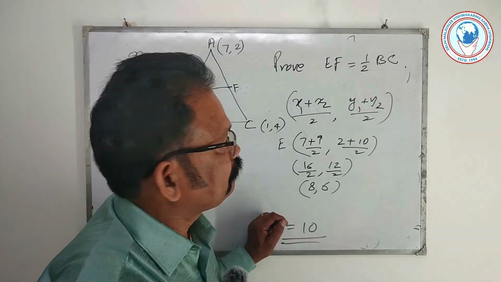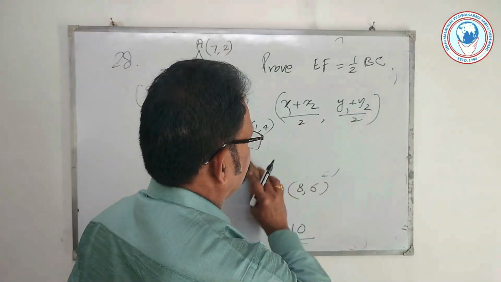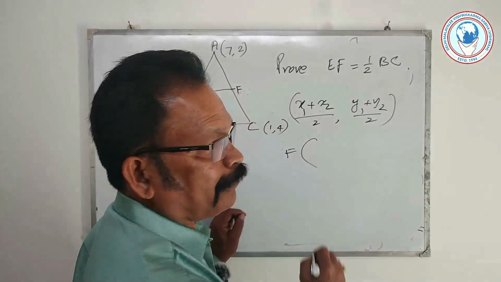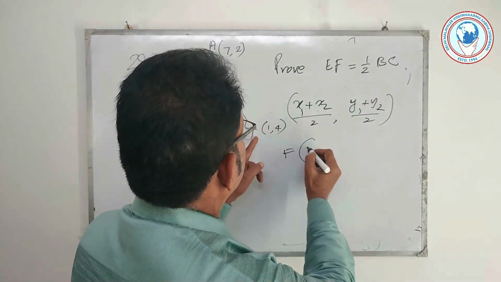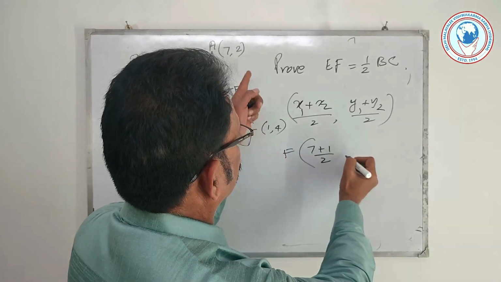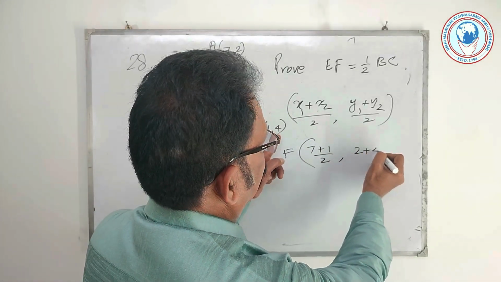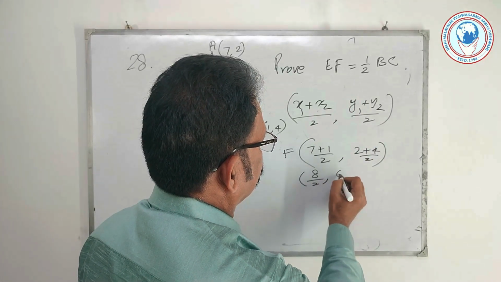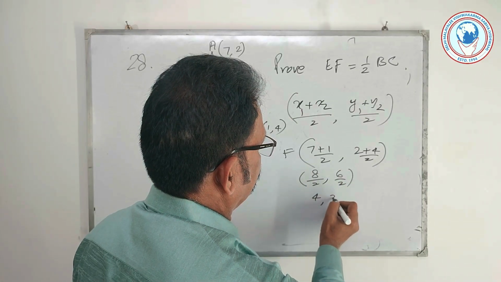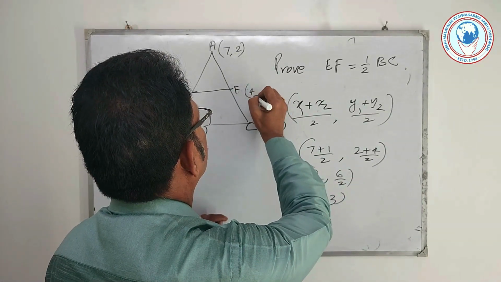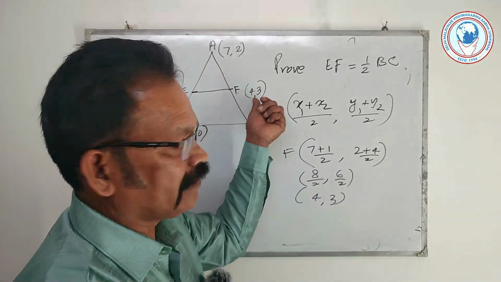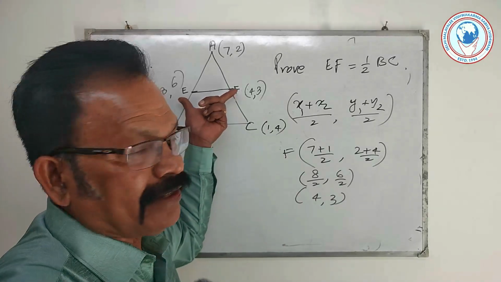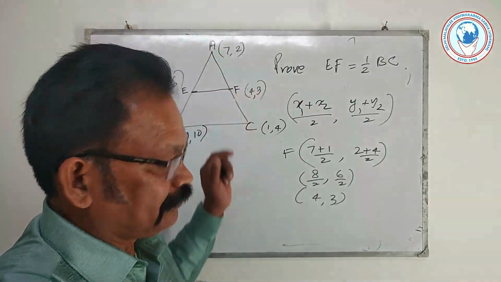Similarly, point F is 7 plus 1 by 2, 2 plus 4 divided by 2. That is 8 by 2, 6 by 2, or 4 and 3. 4 comma 3 is the coordinates of F. Now we have to find the length EF.